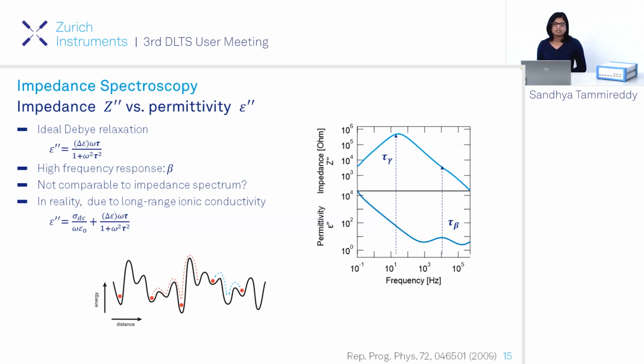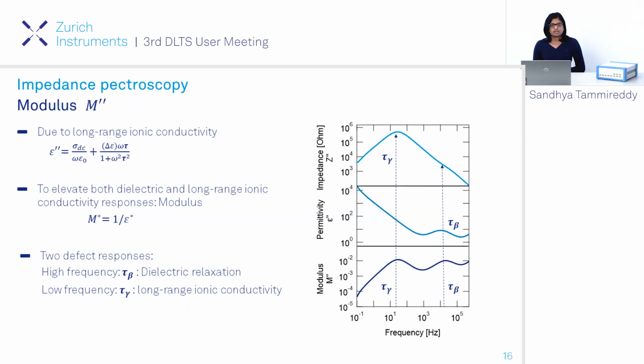So if you have such a situation, which is a dominant response in your spectra, you won't be able to characterize the low frequency peak by using permittivity representation. In such situations, there is another representation called modulus spectroscopy, which allows you to characterize both peaks in your spectra. So for the first time in the modulus spectroscopy, you will be able to see two distinct peaks in both low frequencies and high frequencies as well.